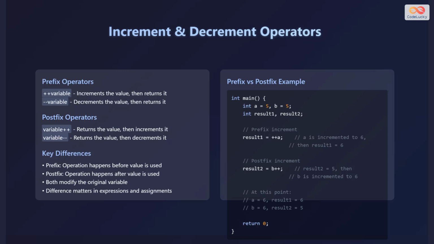Consider this example. We initialize integer a and integer b to 5. If we use the prefix increment, as in result 1 equals plus plus a, a is first incremented to 6, and then result 1 is assigned the value 6. Using the postfix increment, as in result 2 equals b plus plus, result 2 is assigned the current value of b, which is 5, and then b is incremented to 6. Therefore, at the end of these operations, a is 6, result 1 is 6, b is 6, and result 2 is 5.